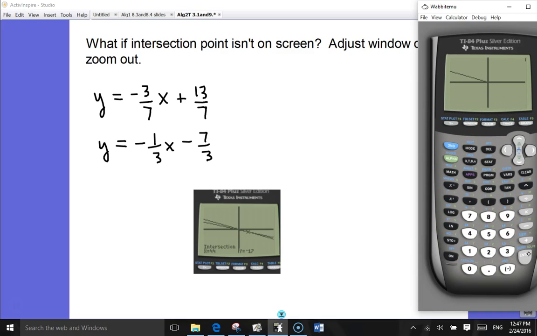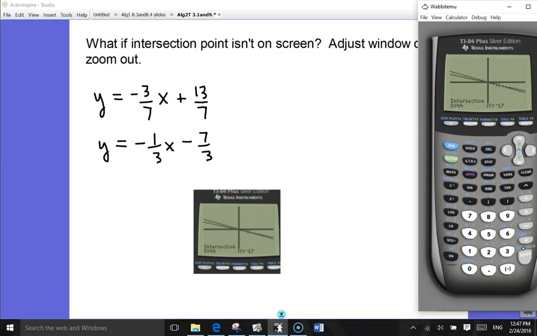And now you're really going back. All right, we're from outer space now. But does it look like we can see the intersection point is on the screen? It looks like it's right around here. So now do second, trace 5, enter, enter, enter. And because the intersection point is on the screen, it goes right to it. 44, negative 17.